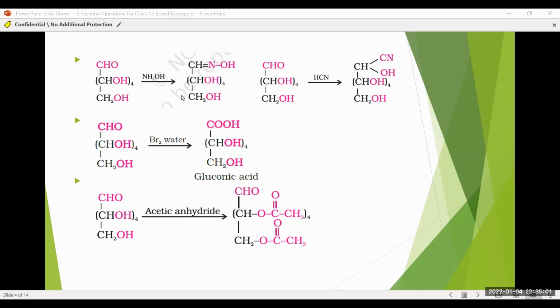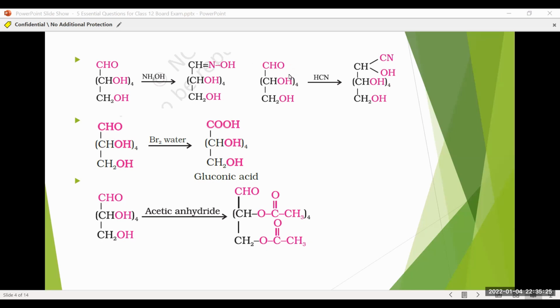It shows the glucose has got one carbonyl group. Another way we can also show that it is a carbonyl group is another set of reaction. We are dealing with the reaction with hydrogen cyanide, HCN. Students, you must know the carbonyl group has got polarity.